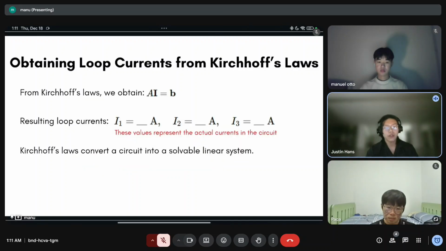From Kirchhoff's laws, the circuit can be modeled as a linear system. By solving this system, we obtain the values of the loop currents I1, I2, and I3. These values represent the actual current flowing in each loop of the circuit. This step shows how solving a linear system produces meaningful physical results in circuit analysis.